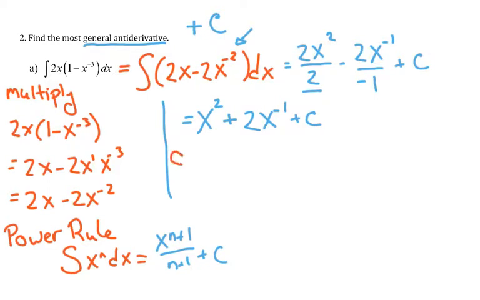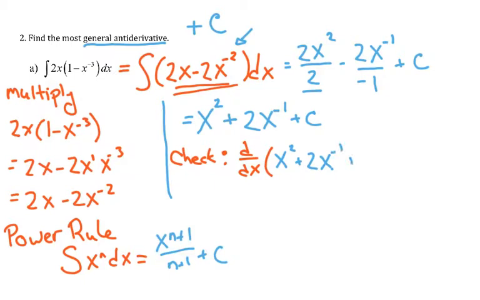Is this the antiderivative? I can take the derivative of that function and hopefully end up with this guy. So what's in here? x squared plus 2x to the negative 1 plus c. Well, the derivative of this would look like 2x minus 2x to the negative 2 plus 0 if you want. And yes, we have what we wanted.